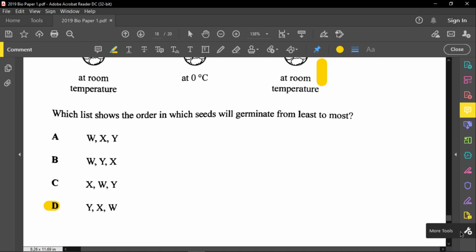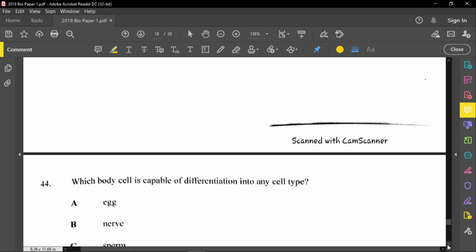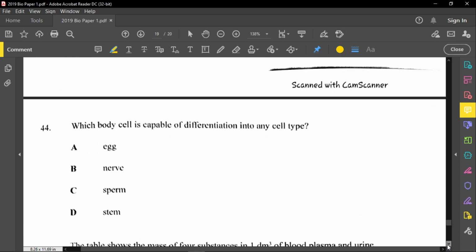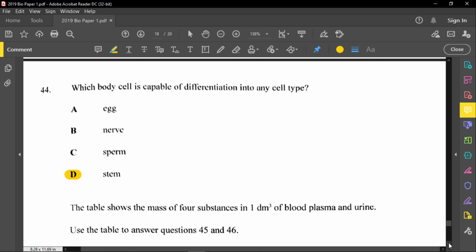All right. So let's go to our next question here, which is question number 44. Question number 44 reads: which body cell is capable of differentiation into any cell type? And so not egg cell, not nerve cell, not sperm cell, but stem cell. Stem cells are specific in terms of forming many different types of cell.